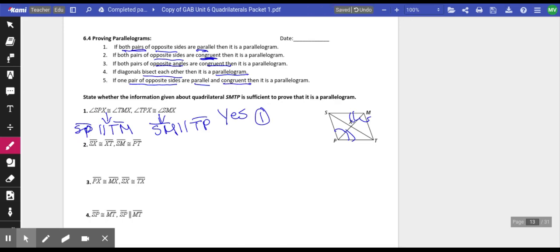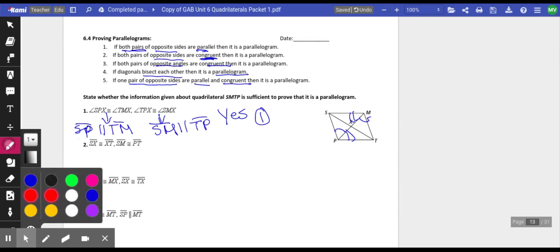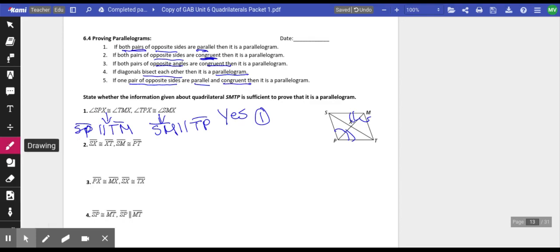parallel, then it's a parallelogram. So number 2 is using that same diagram over there, so I'm going to switch colors. It says that SX is congruent to XT and SM is congruent to PT. Well, that's not enough. That's telling me that one diagonal bisects the other one, and that one pair of opposite sides is congruent. So that is not enough.